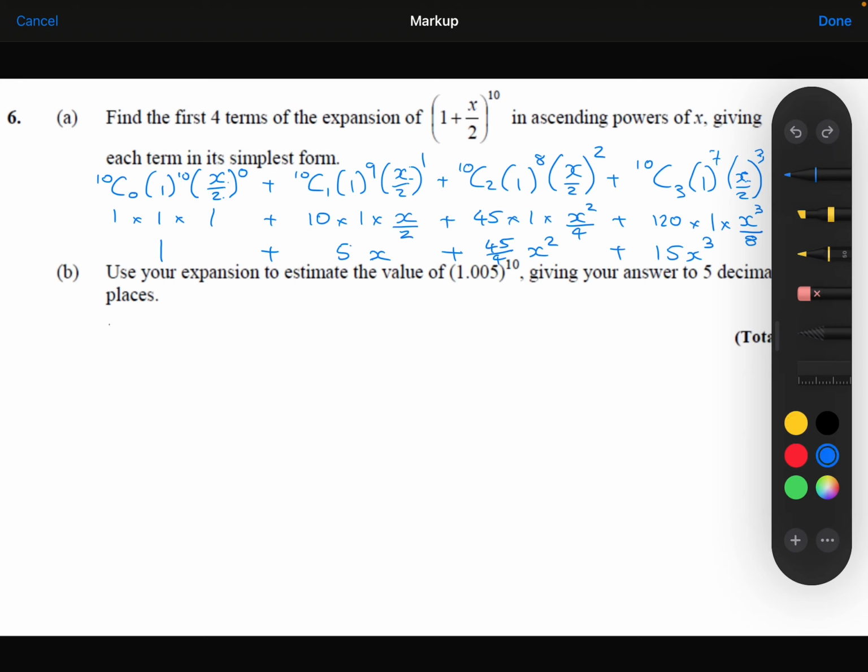So I need 1 plus x over 2 to equal 1.005. If I want to use my expansion to find an estimate for this, these two have to be equal to one another. So what value of x would make these two things the same? Subtract the 1 from both sides. I get x over 2 is equal to 0.005. Times both sides by 2, and I find that x would need to equal 0.01.